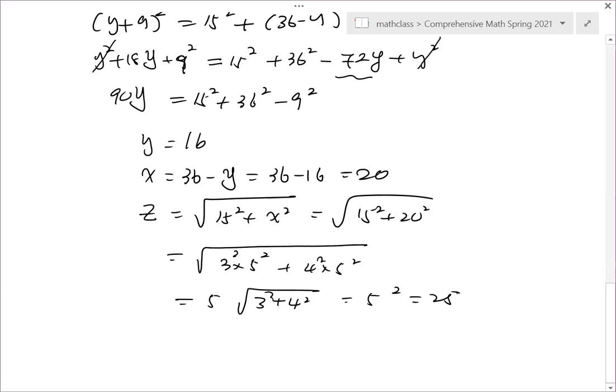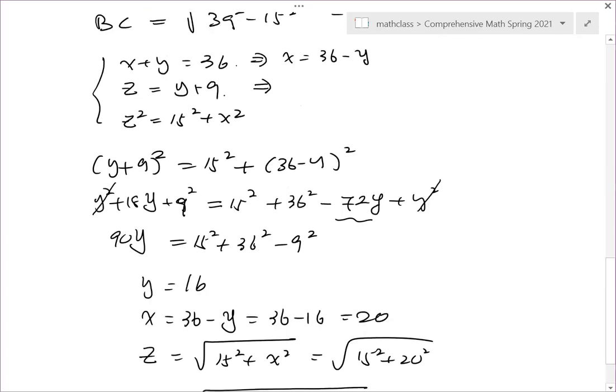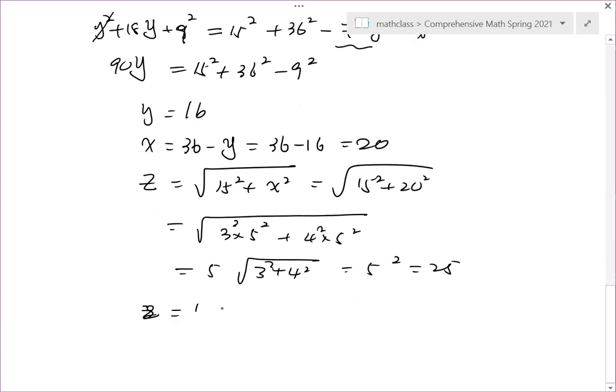You can also get it from the first equation. I think z equals y plus 9. I forgot. Yeah, z equals y plus 9. So y we already know is 16. Plus 9, so it's 25. Okay, that's much quicker. All right. Yeah, good job. There we go. Thank you for posting answers here.